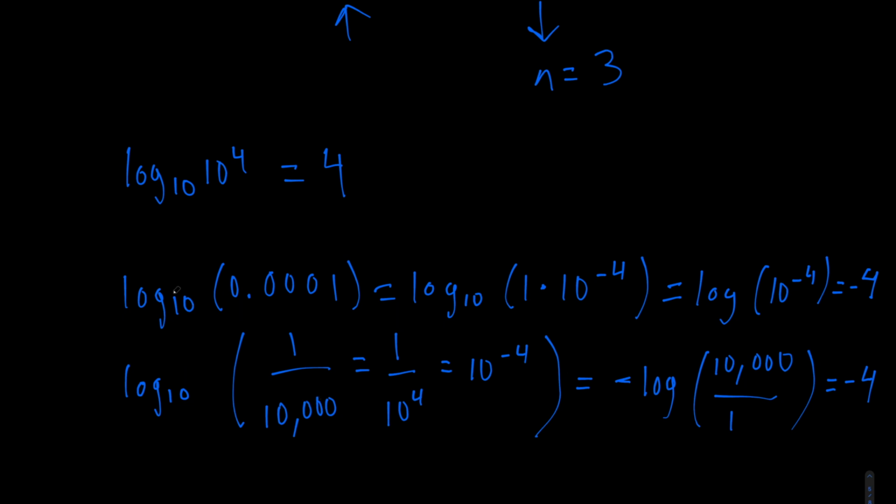So again, just whenever you have logs, just think magnitude. What magnitude of 10 do I need to get 1 over 10,000? If you flip this, what magnitude? Then you put a negative sign out front. Then you can say, what magnitude of 10 do I need to get 10,000? That is 4, and then you just remember that negative sign.